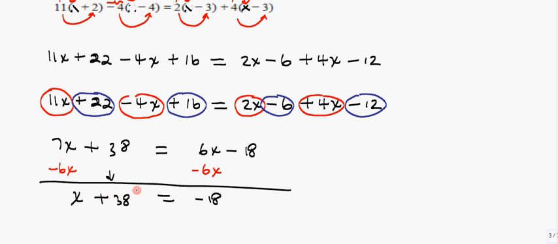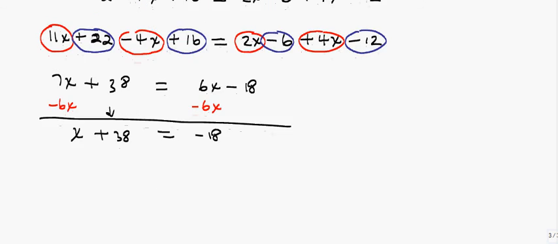We're almost done. We got x plus 38 is equal to negative 18. The good news is this is just 1x. So once I isolate that, I'm done. And I isolate x by doing the following. I subtract 38 from both sides, because this is x plus 38, and 38 minus 38 disappears. The 38s cancel out.